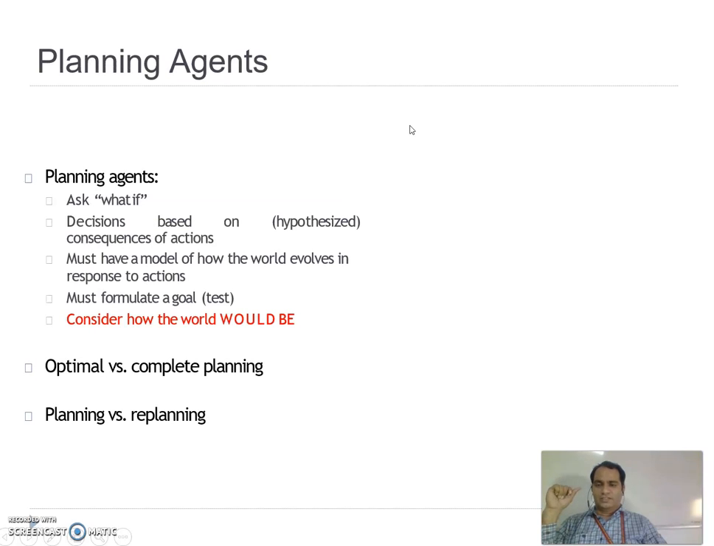Then we have planning agents. They will ask what if. So what happens if I do this? What will be the result, the consequence? Decisions are based on consequences of actions. They must have a model of how the world evolves in response to the actions.